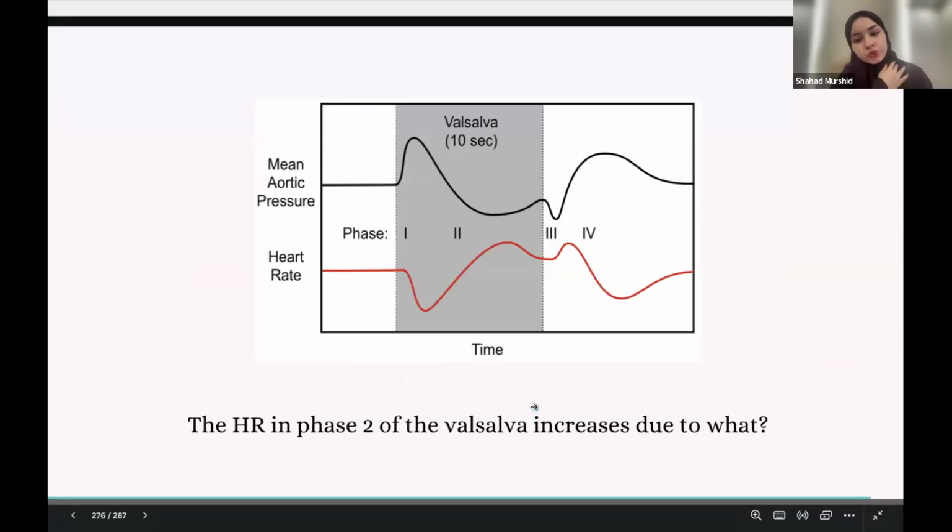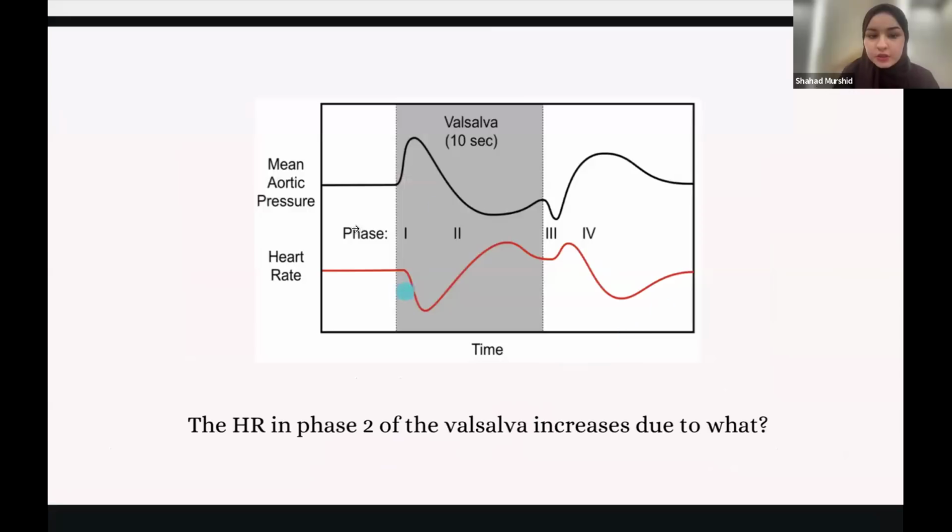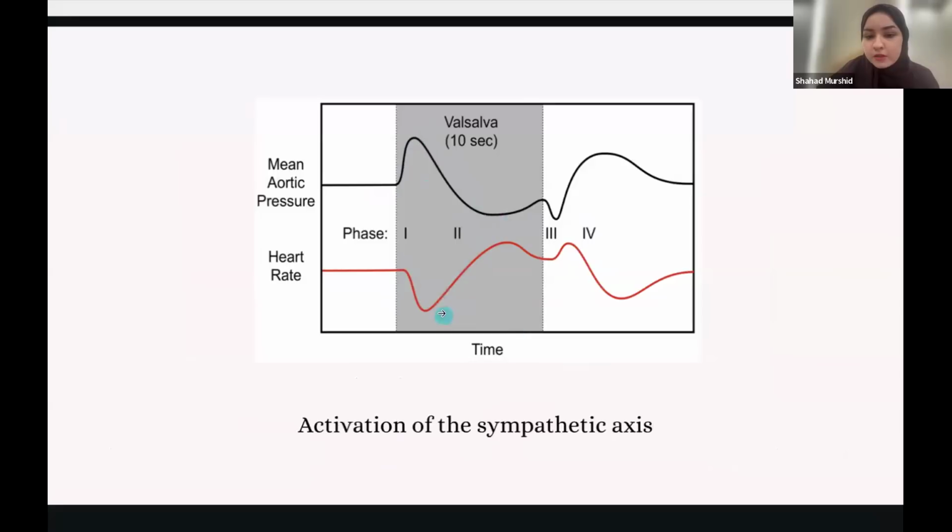Okay, the heart rate in phase 2 increases due to what? Where are we? Phase 2. Phase 2 increases due to what? First, we said it's because of the sympathetic outflow. So we have increased sympathetic outflow, which is going to increase the heart rate in phase 2. Yeah, sympathetic axis. What happens to the baroreceptors at phase 2?